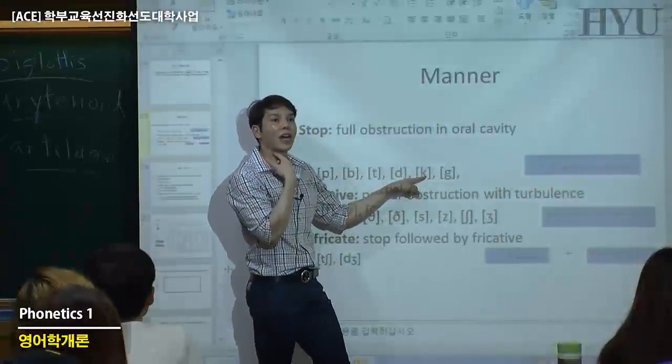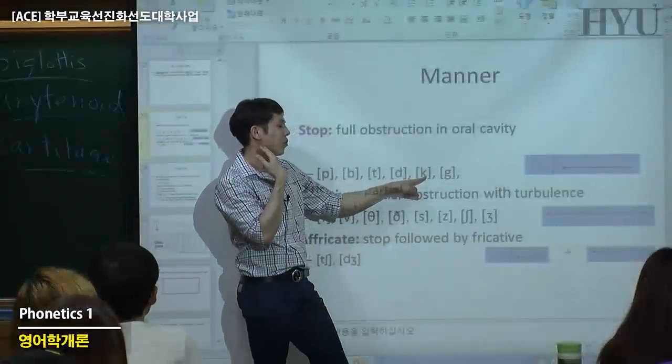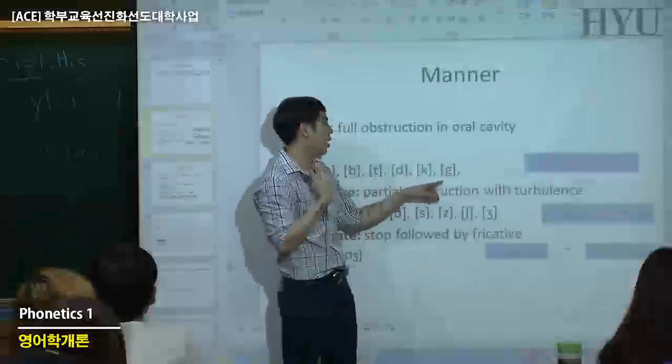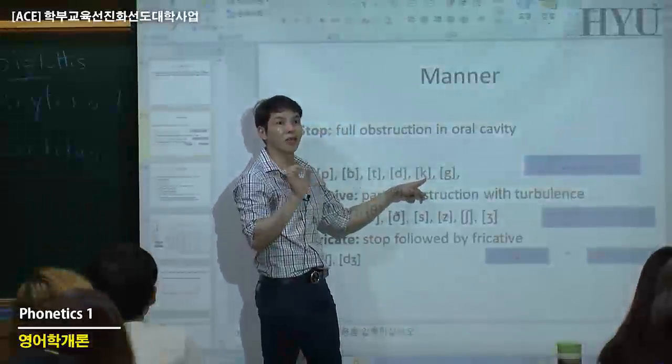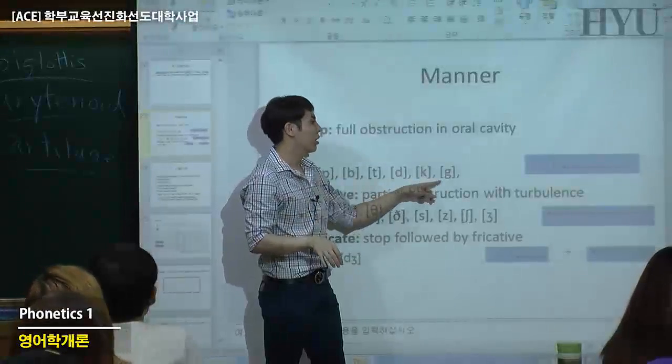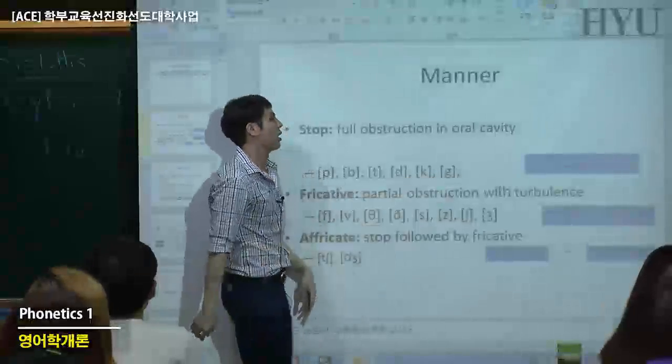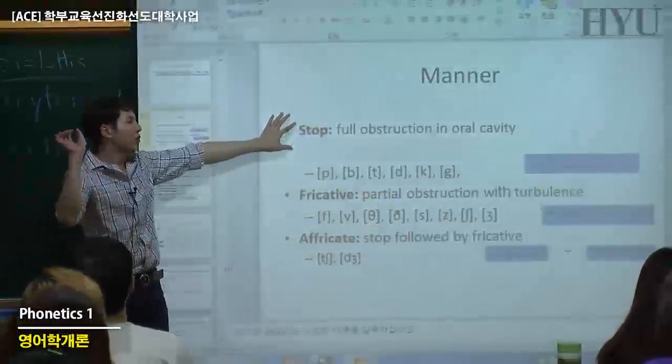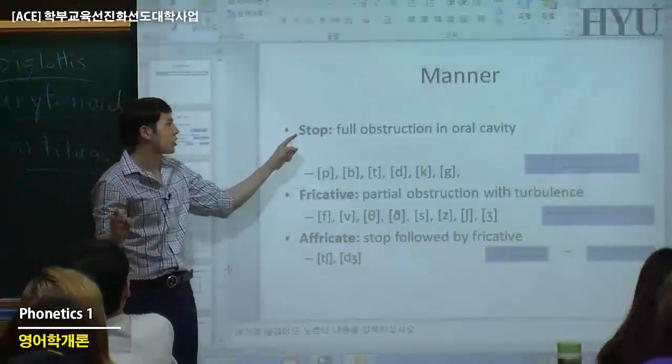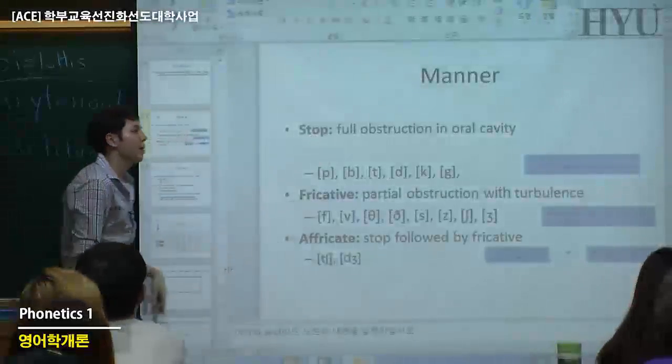K, the back part of the tongue blocks the air completely, right? Before you release the air. K, G, same thing, right? So the first manner, the first way that the air is blocked, is stopped completely, okay?